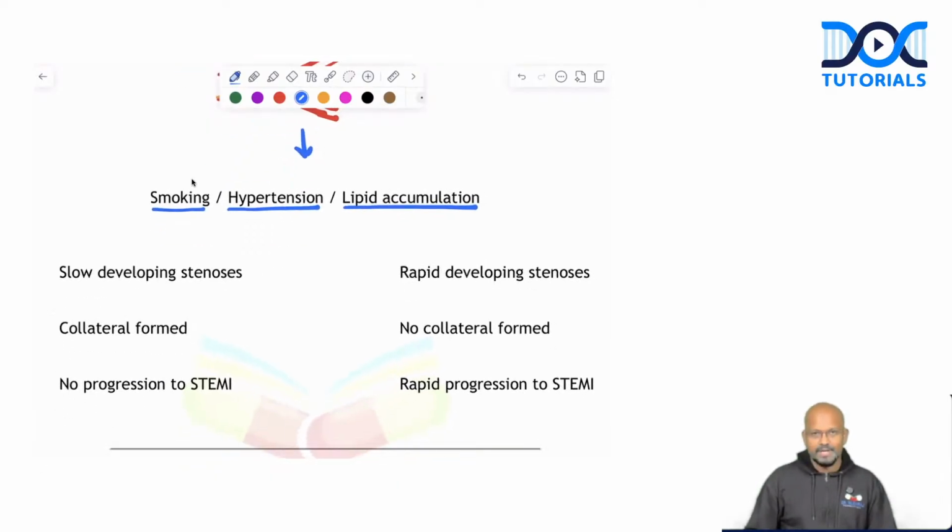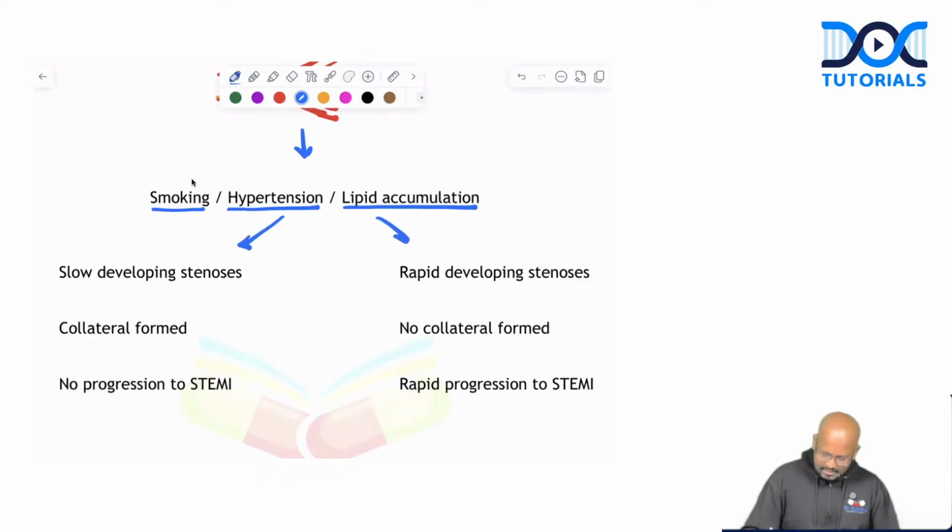In those cases, there are two different ways this clot might progress: onto acute coronary syndrome, or, simply here in this process, we'll be discussing in detail about STEMI. So what is STEMI? ST segment elevated myocardial infarction. We'll be spending a lot of time understanding the treatment and the pathophysiological process of STEMI. So with smoking, hypertension, or lipid accumulation, the blockade might be of two different types: either a slow developing stenosis, or a rapid one.